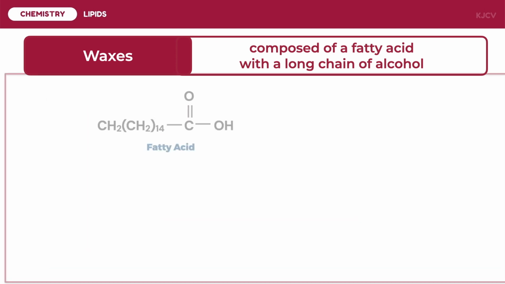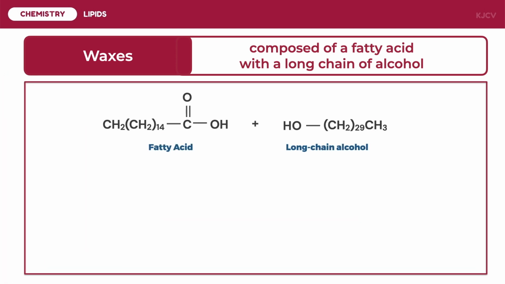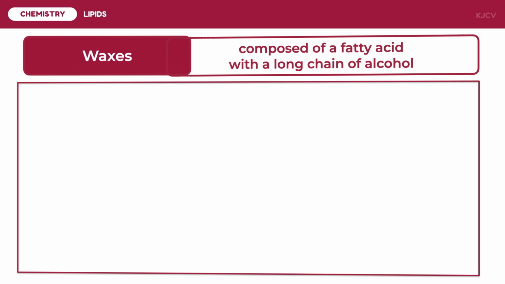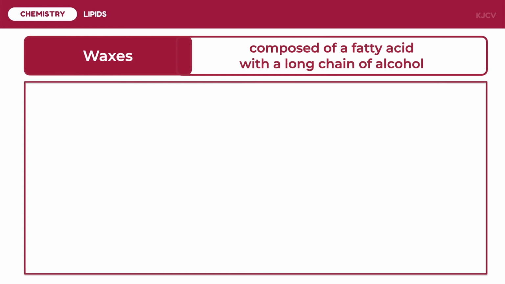The same process is followed to form waxes. A water molecule will be formed from the two components, producing wax and one molecule of water. Here, the hydroxyl group from the fatty acid cleaves and bonds with the hydrogen atom of the alcohol group. Waxes are commonly used as coating to prevent drying.